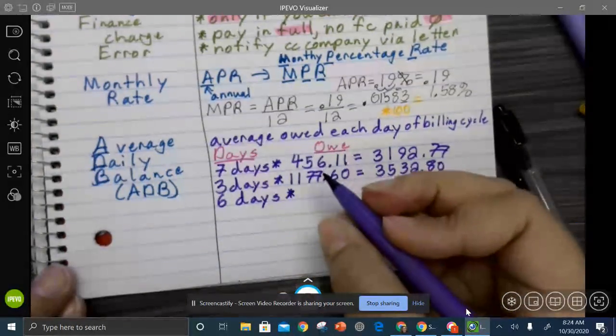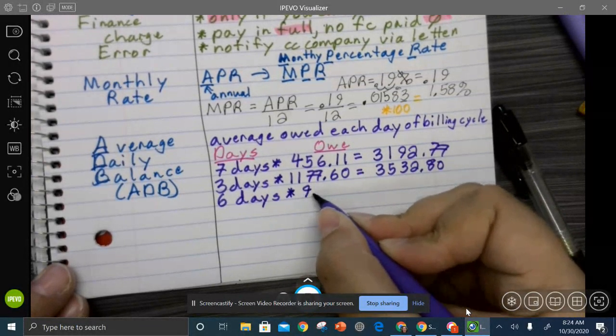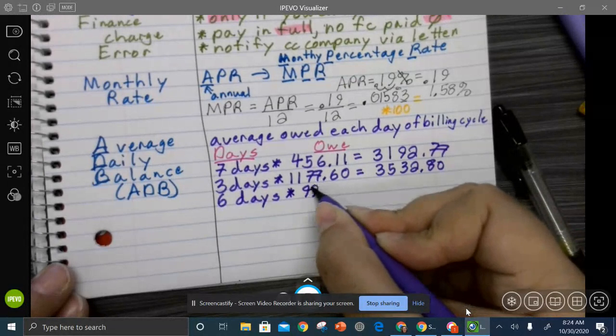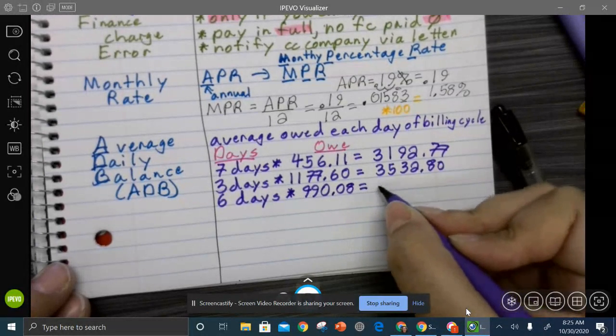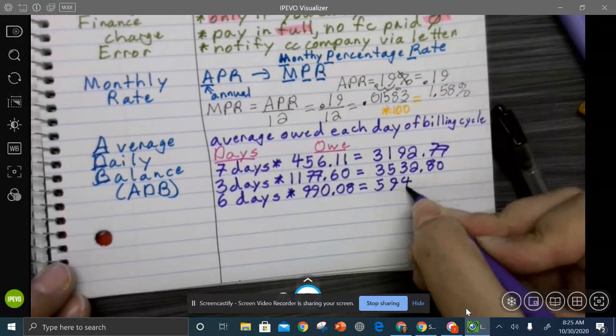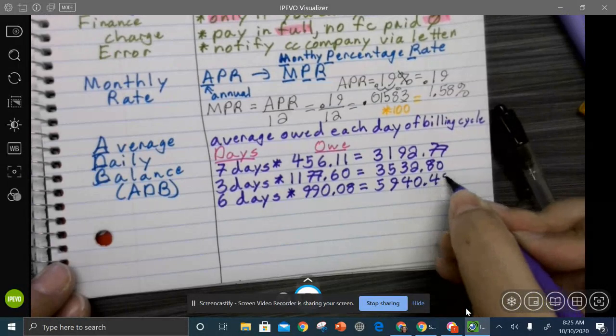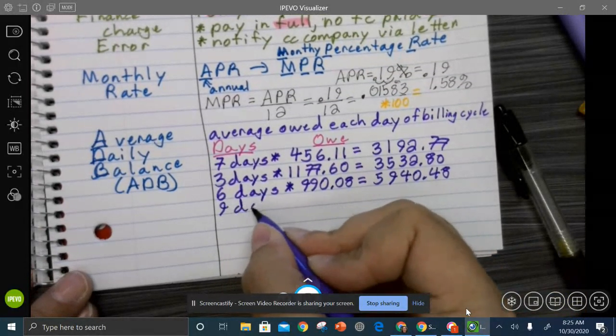And then for the next 6 days, you made a payment, so it dropped the balance down to $990.08. Multiplied by 6, that's $5,940.40. That's not the average yet. And then we're going to do 9 days.